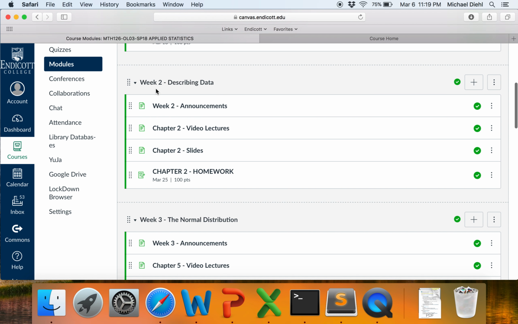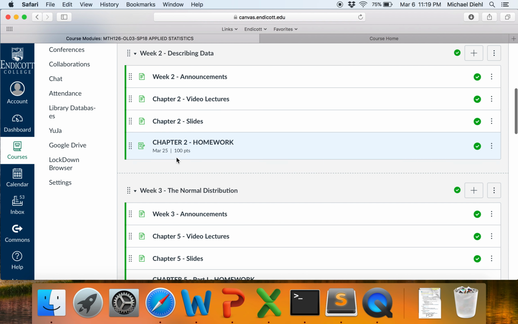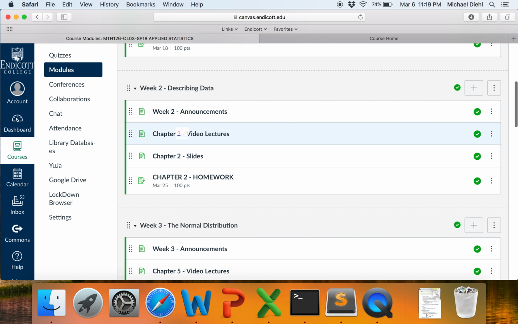Right, so each unit has a topic, and generally speaking, each unit has several things. So maybe I'll use week 2 as my example here. There are announcements, which I used to use more often when I was developing the class. You probably don't really have to click on these. I will probably send you an email every week with basically the information that's in here, so don't worry too much about reading the announcements.